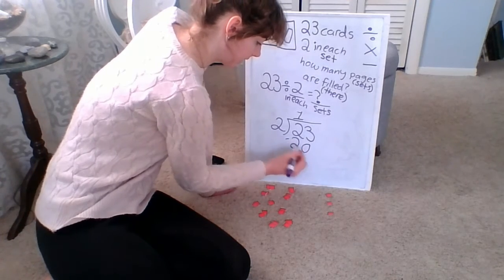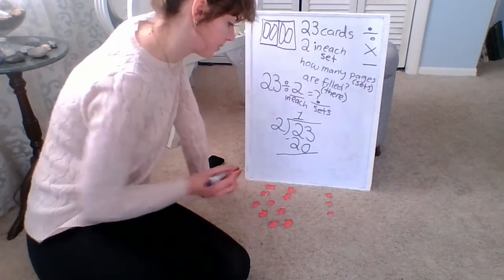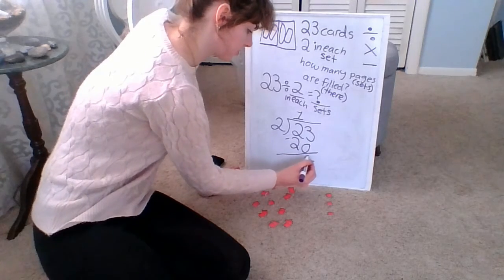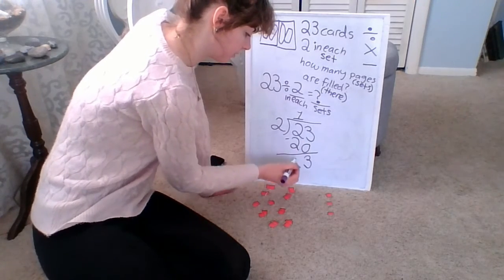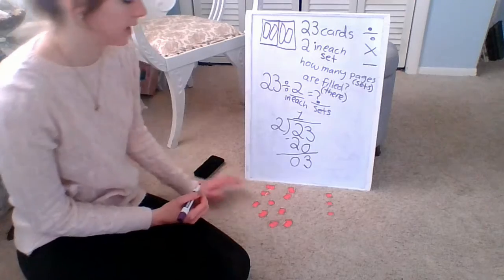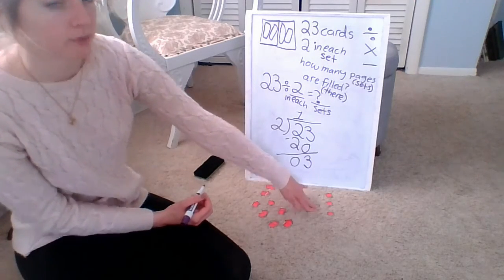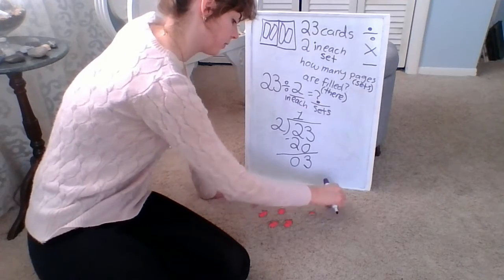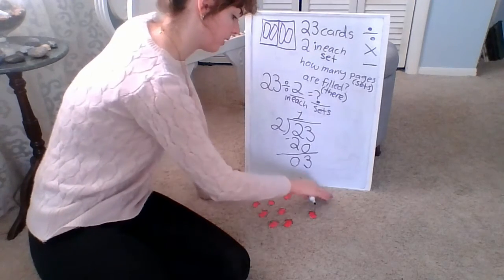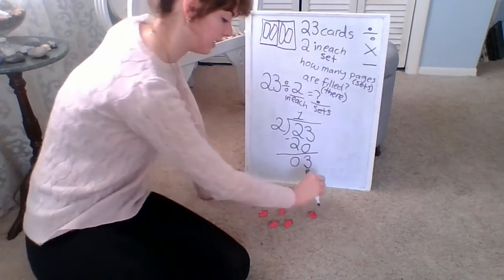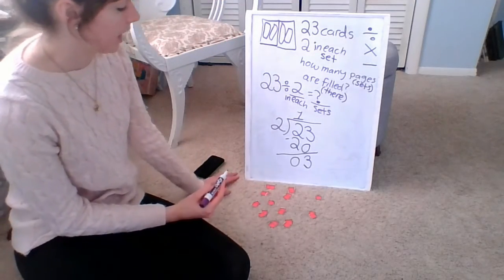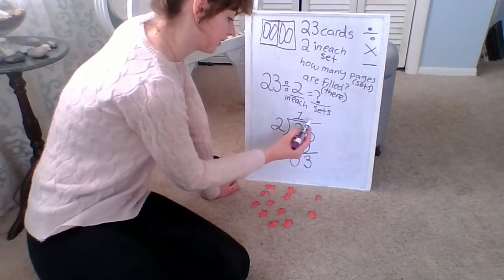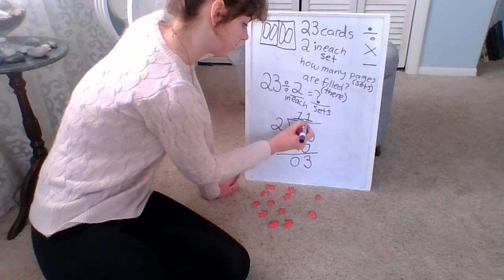Do I have any blocks left over to match up? 3 take away 0 is 3. 2 10s take away 2 10s is 0. So yes, I have 3 blocks I still need to match up. All right, let's try matching those up. So there's 1 set of 2. Uh-oh, I have 1 left over that I cannot match up. So I was able to make 1 set, 1 match.